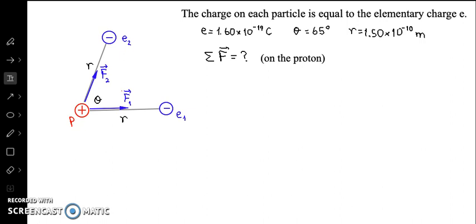So I labeled the electrons as E1 and E2, but they're identical. They have the same amount of charge. Basically, we have a force applied by each electron. So electron number 1 is applying force 1 on the proton. Electron 2 is applying force 2 on the proton. Because the electrons are applying a force on the proton, these are attractive forces. So the directions of the forces are as shown on the picture.